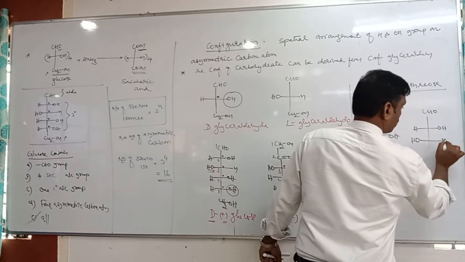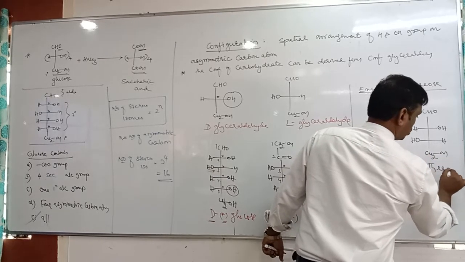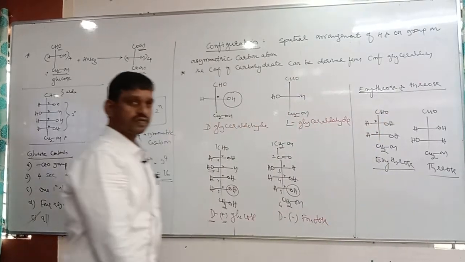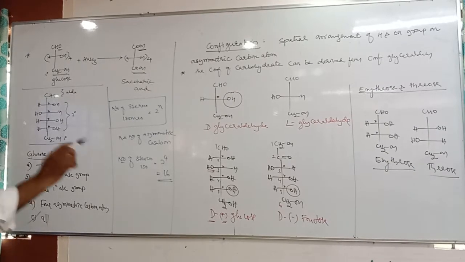on the opposite side, okay, that is called threose. It is erythrose, it is threose. That was the old nomenclature. Take note.